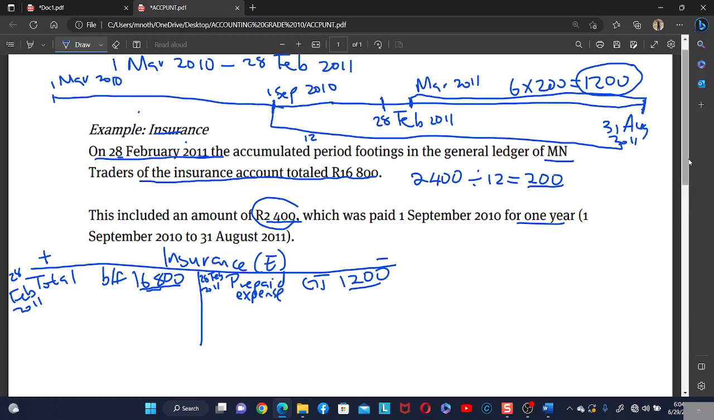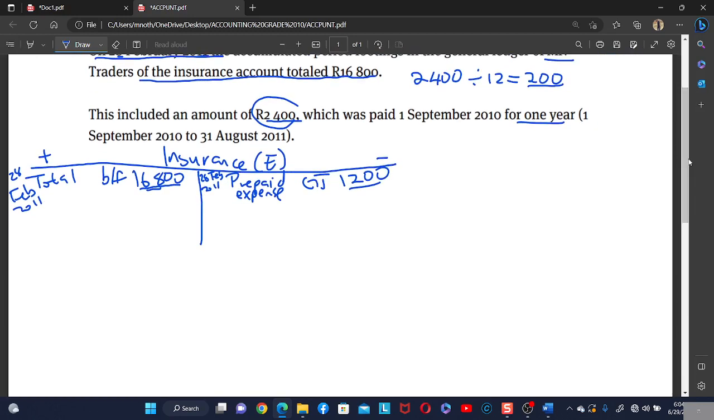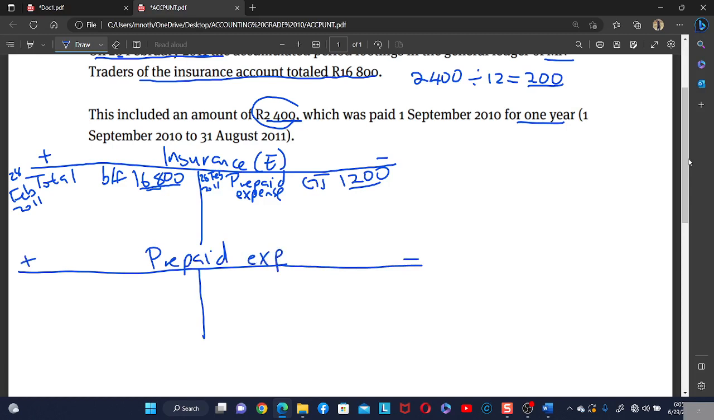Okay, so let's open it. Prepaid expense. So increase on the debit and decrease on the credit side. We know that if we record something on the credit, it must also be recorded on the debit side, right? So it is GJ. So 28 February 2011, this is coming from the insurance account. So then we are done.